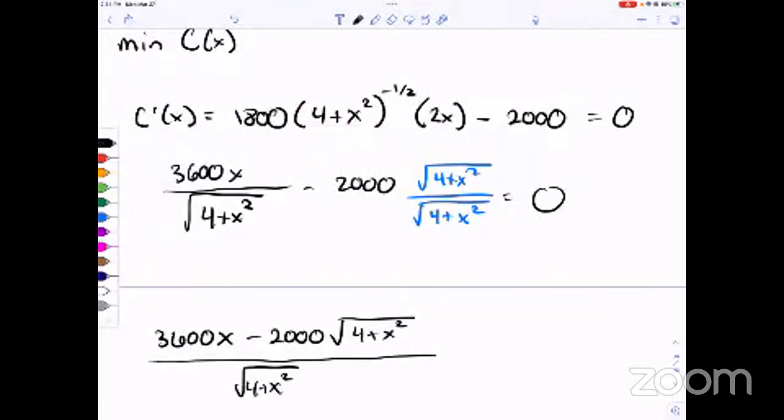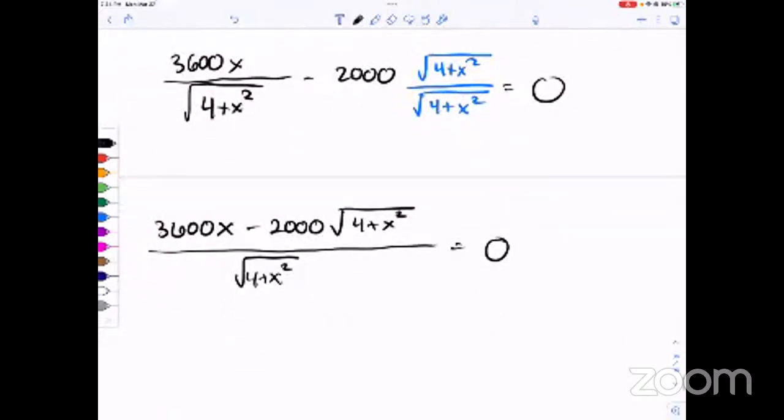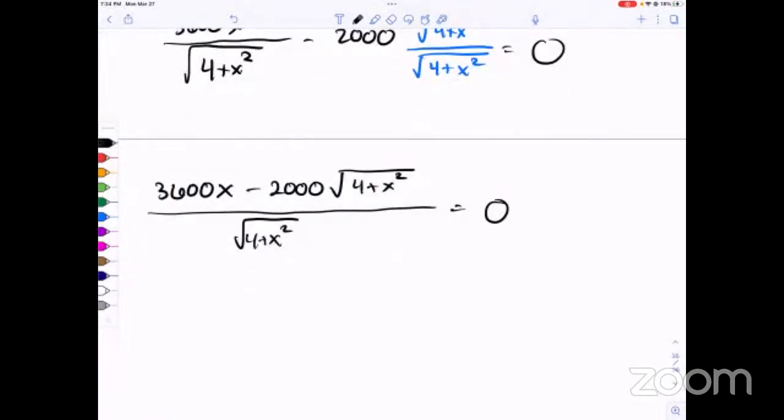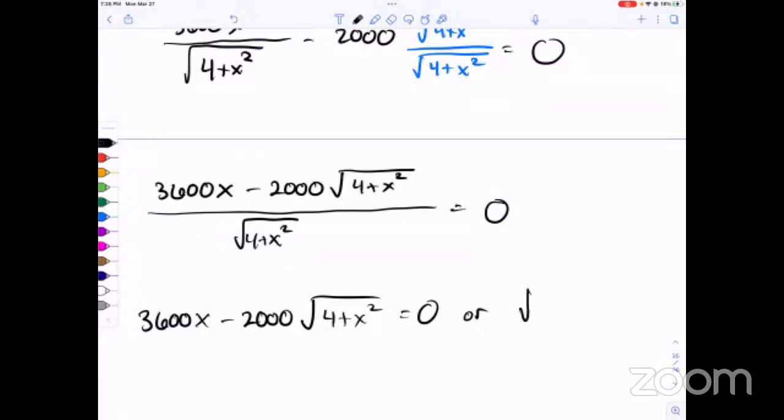So then to solve, we're going to find any x that makes either the numerator or the denominator 0. If we set each one to 0 and solve, the numerator gives 3,600x minus 2,000 times the square root of 4 plus x squared equals 0. The denominator won't ever be 0, because if you put in -2, you get a positive. So we can't get the denominator to 0, and we only have to use the numerator.